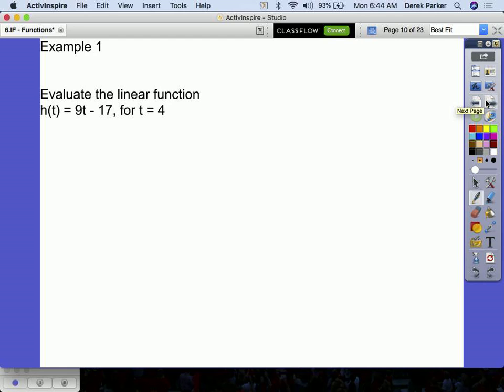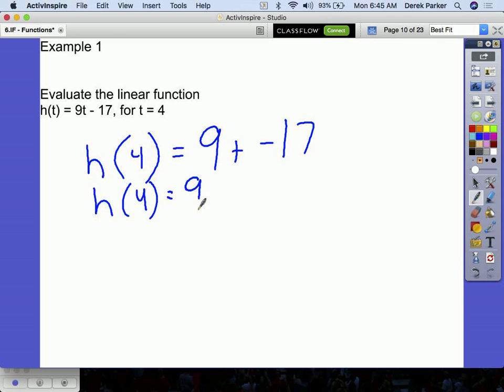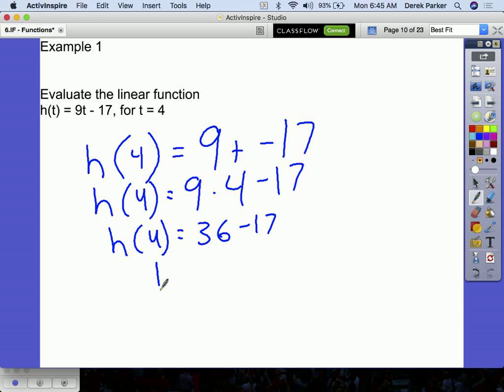Okay, now let's discuss this linear function. h of t equals 9t minus 17 for t equals 4. So really what this means is this. h of 4 equals 9 times 4 minus 17. 9 times 4 is 36. And 36 minus 17 is 19. So in this case, that is what the answer would be.